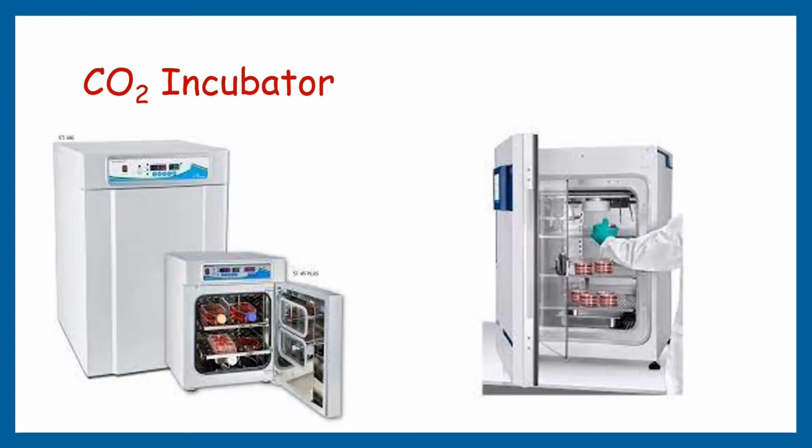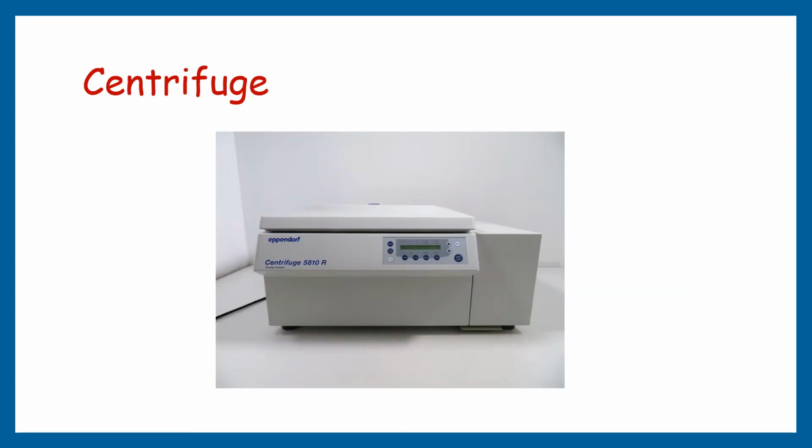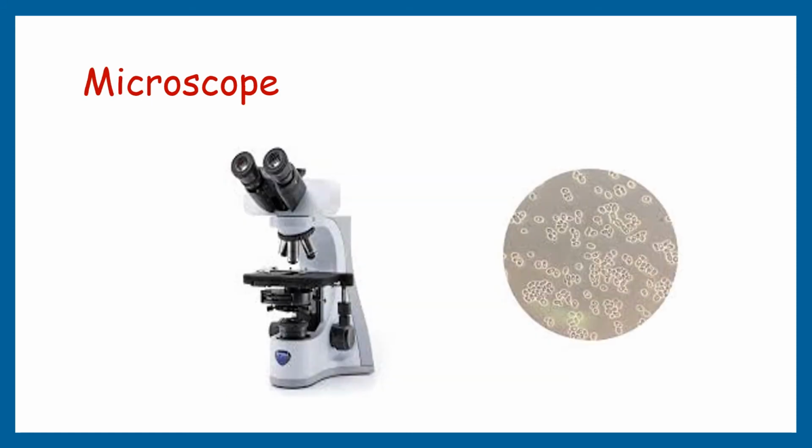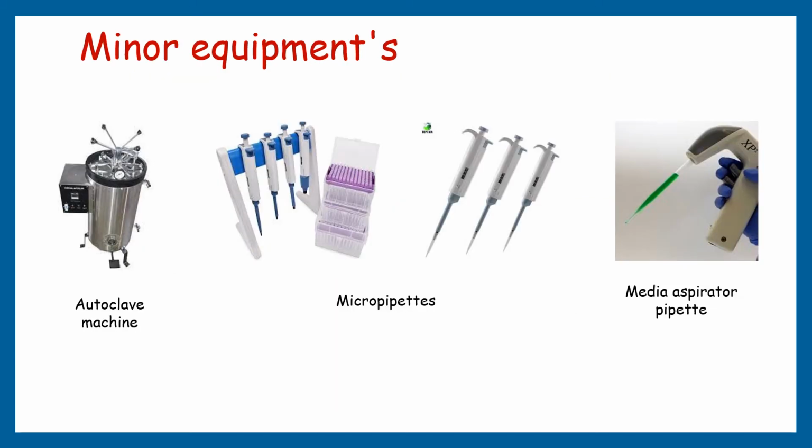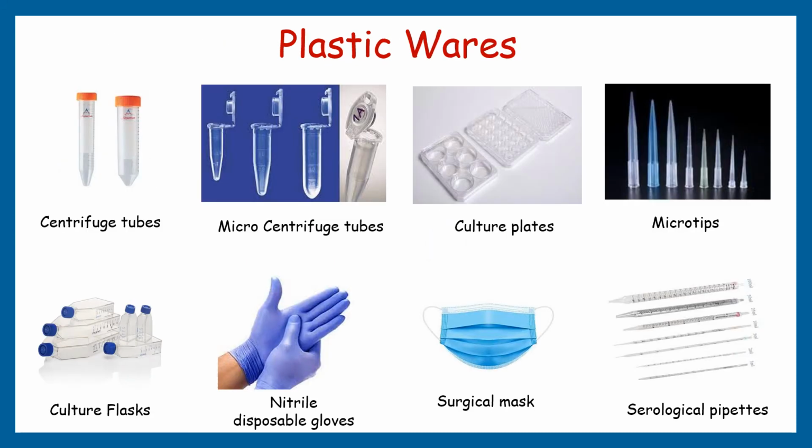And we need the CO2 incubator to keep the cells inside for optimum growth conditions. Refrigerated centrifuges are needed to pellet down the cells from the suspension. We also need a good phase contrast microscope to visualize the cells. Of course, we need a cell counter to check the viability of the cells. Minor equipment includes an autoclave machine, micropipettes, and a media aspirator. And of course, all the plasticware which will be used to do cell culture.